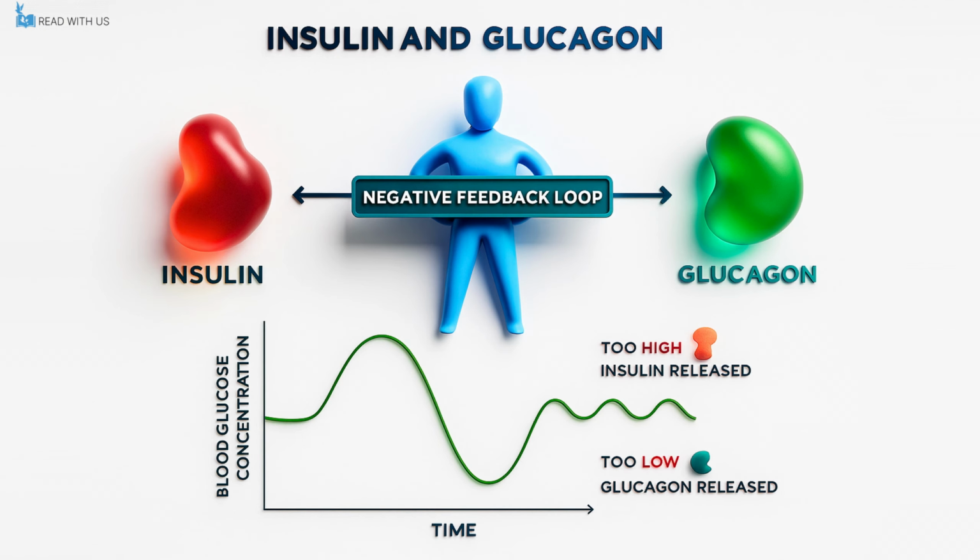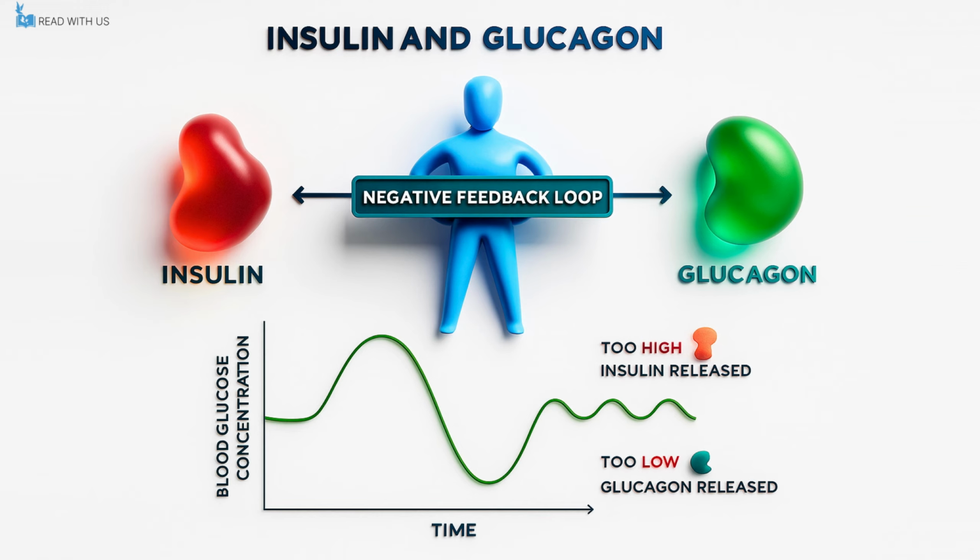When we look at insulin and glucagon together, we can see that they form a classic negative feedback loop. Whenever the blood glucose level gets too high, insulin is released to bring it down. But if the glucose level drops too low, glucagon is released to bring it back up. This system keeps repeating itself automatically to maintain the balance.